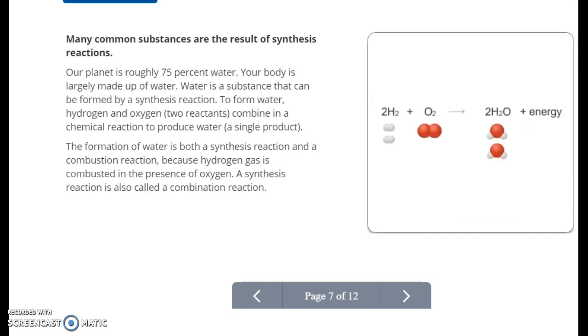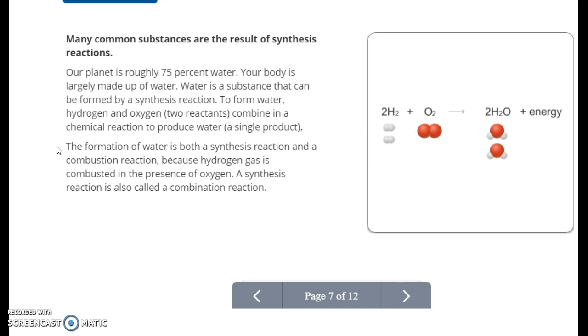Many common substances are the result of a synthesis reaction. Our planet is roughly 75% water. Your body is largely made up of water. Water is a substance that can be formed by a synthesis reaction. To form water, hydrogen and oxygen, two reactants, combine in a chemical reaction to produce water, a single product.